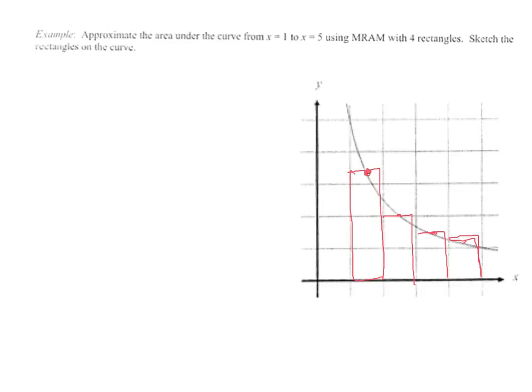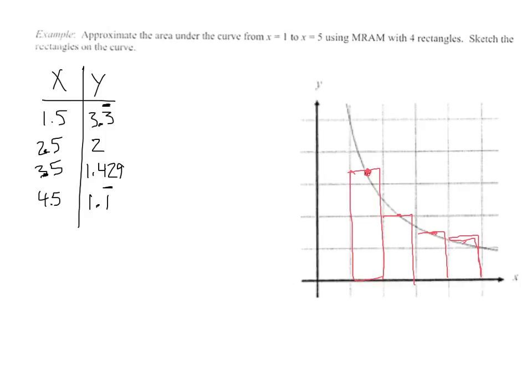But our t-chart will look a little different. We have to think about what we're plugging in. I'm plugging in a 1.5, 2.5, 3.5, and 4.5 to get these different y values, or these different heights to my rectangles. This is going to make it a little bit more challenging, perhaps a little bit more messy. And so you can see the numbers are a little messier here, the y values or the heights of our rectangles, but it still follows the same basic pattern.